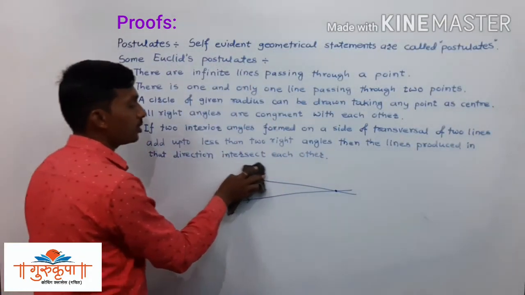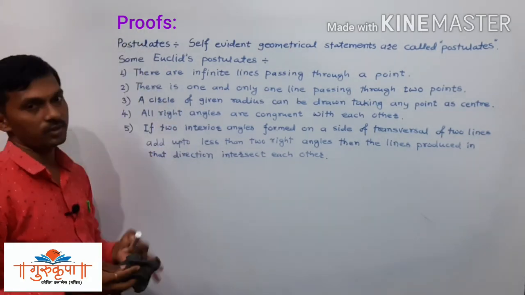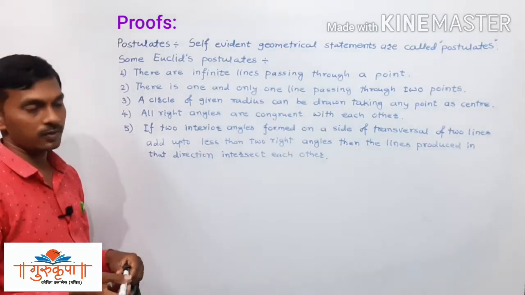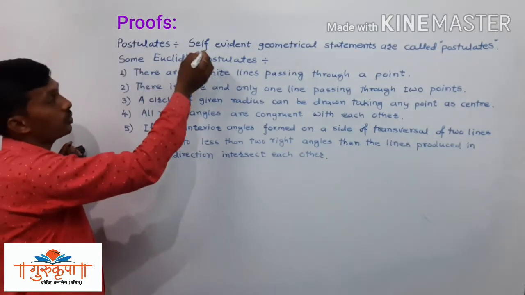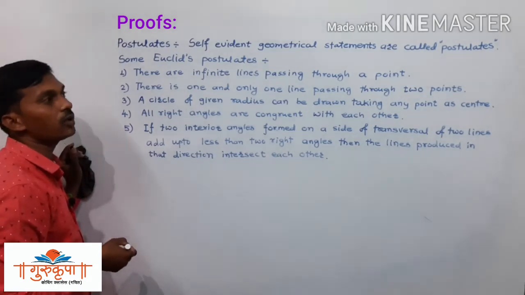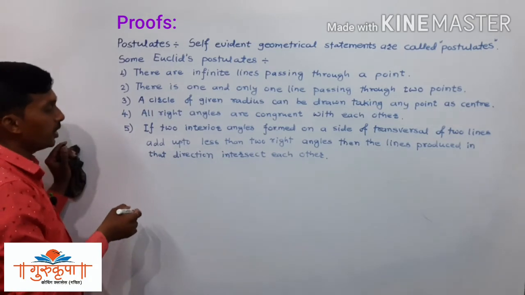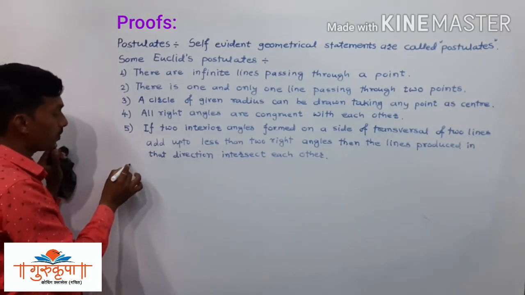next we have theorems. The main part, that is the remaining proofs. The main concept is proof. Here we studied the postulate. A postulate is nothing but a self-evident geometrical statement. Here we studied some of Euclid's postulates, and now here we have to study the theorem.